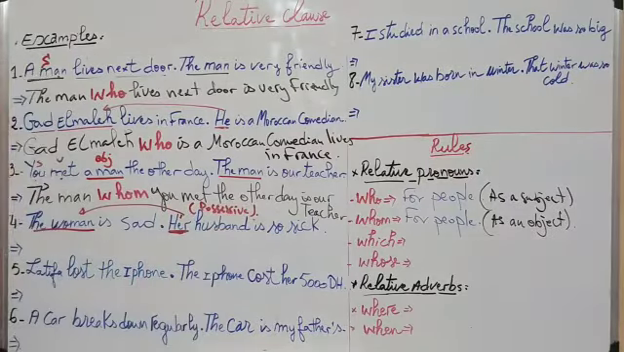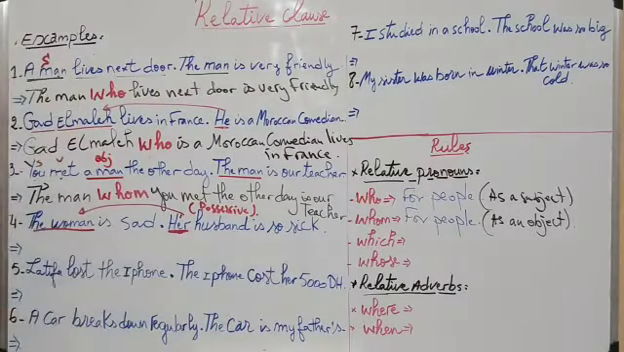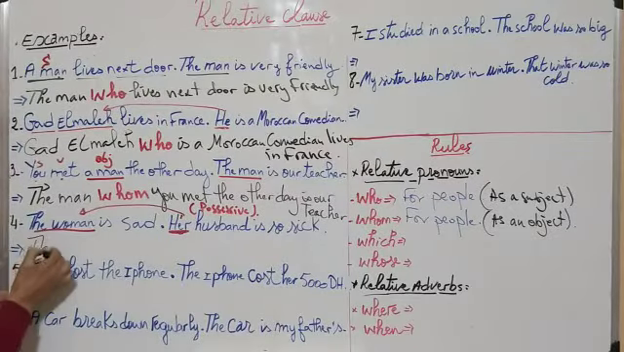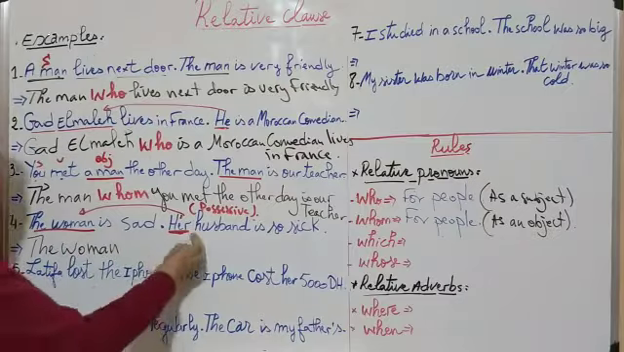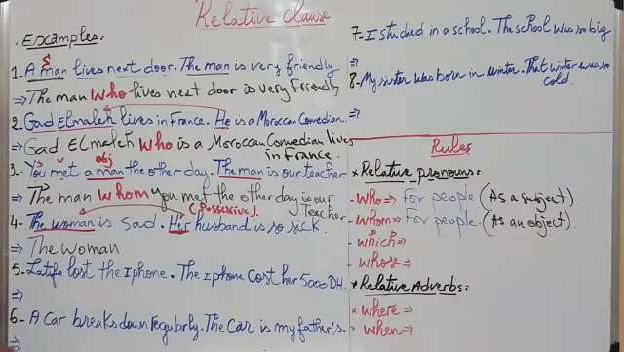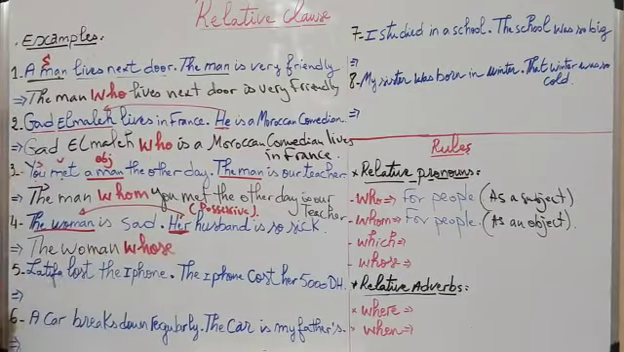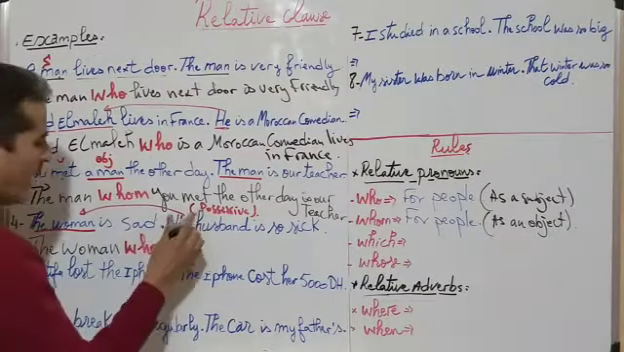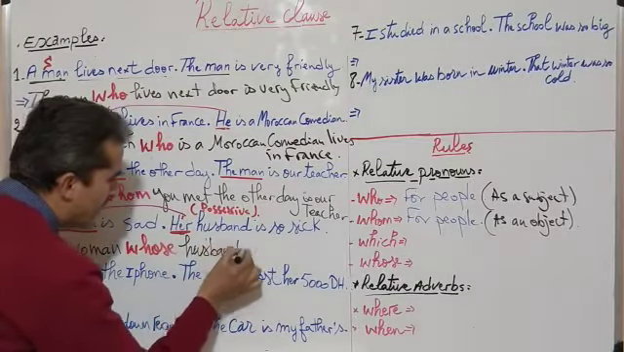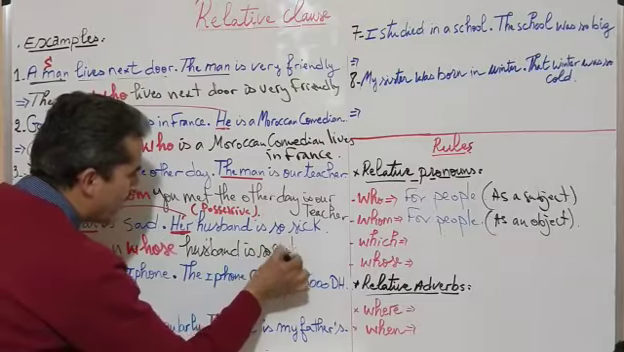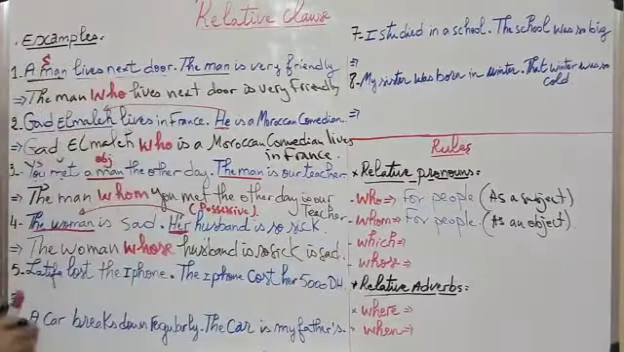What are we going to say here? The woman is sad, her husband is so sick. We start with the noun, which is the woman. We are going to use the possessive. Which one do we use as a possessive? It's whose. So the woman whose husband is so sick. So pay attention here.